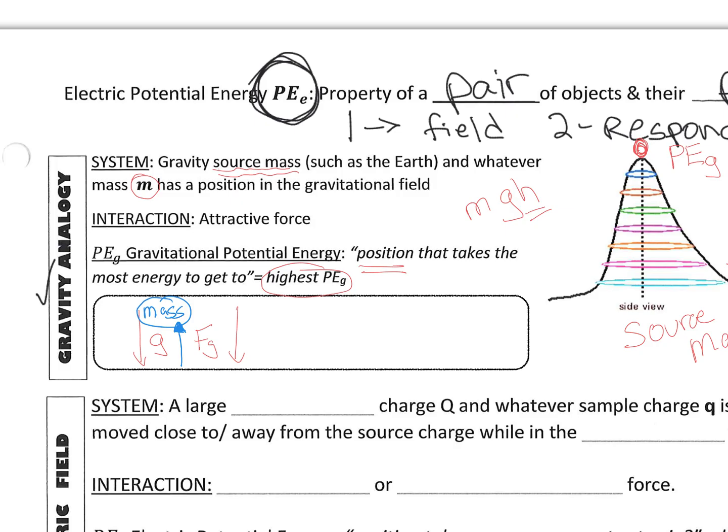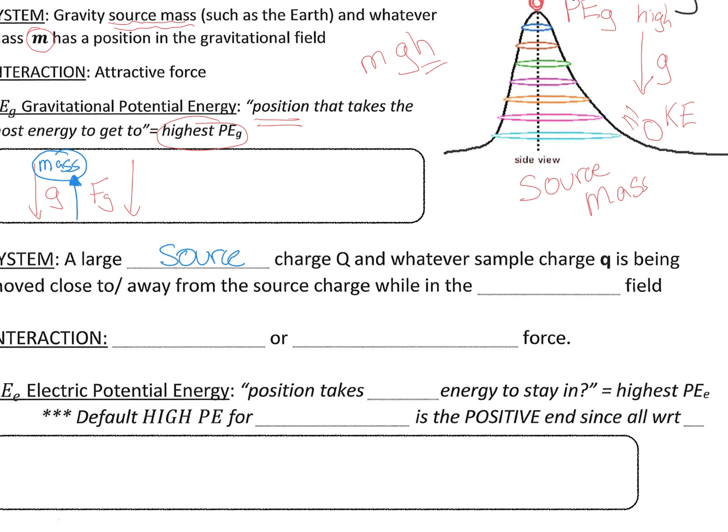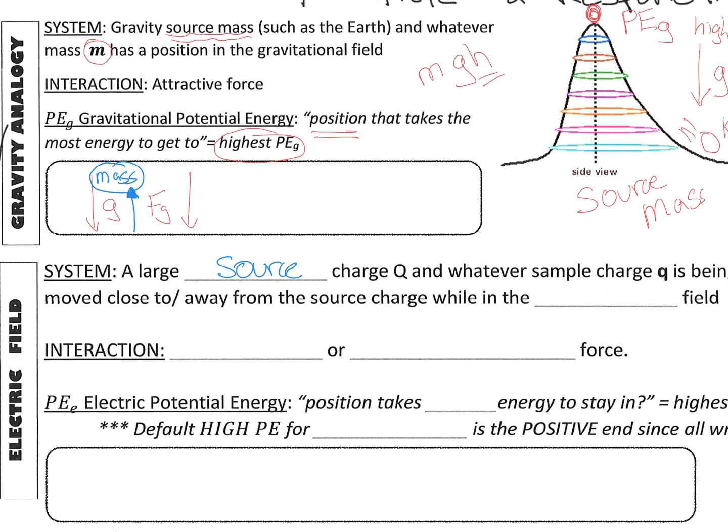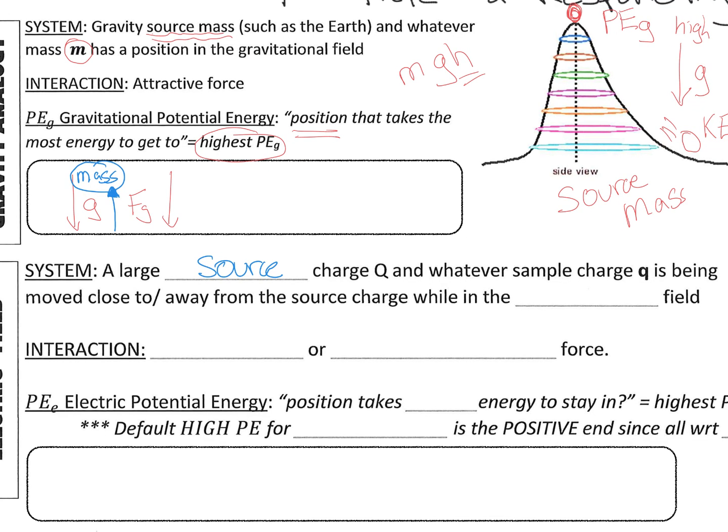So does it work the same for electric fields? And it does. So there still has to be two charges, two objects, a pair. And one of them is called, of course, a source charge. That's a large Q. And whenever a sample charge is being moved above or below it or near that source charge, you are, of course, inside an electric field.